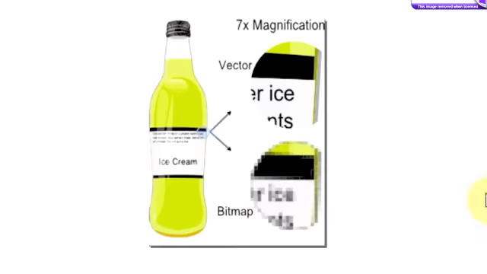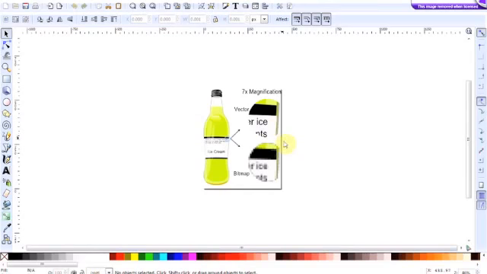And if we go back to the lime green coloured bottle of ice cream, you can see the vector image, whilst being magnified 7 times as well, the text is still crisp, you can read it.